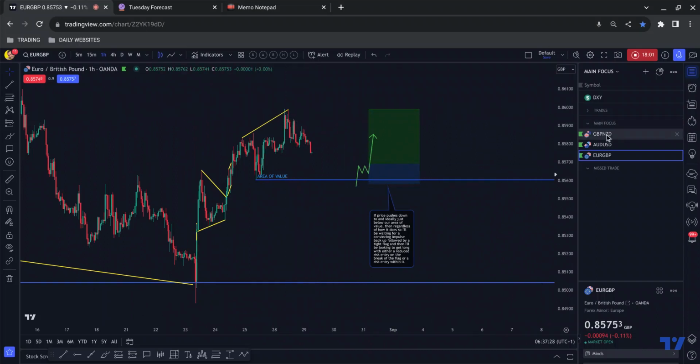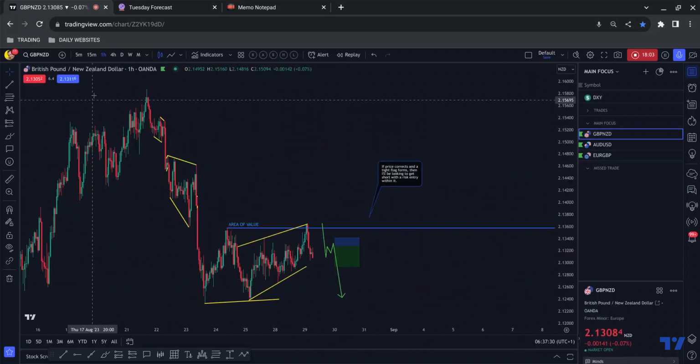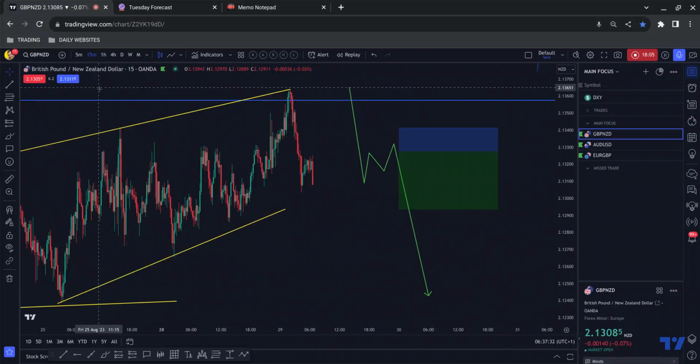That alert would have been pound Kiwi. There we go. So pound Kiwi, this may sell off, but if you look at the gradient of this, it is quite a sharp move up. So I wouldn't be surprised if this comes back up.